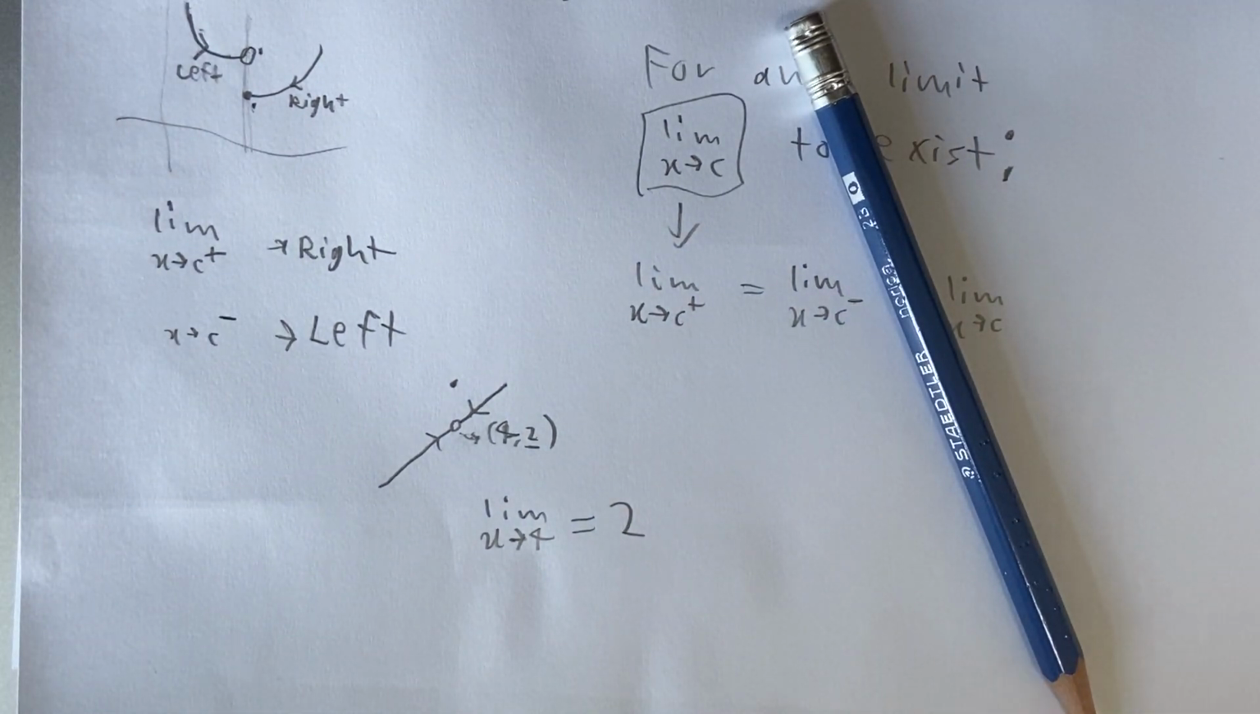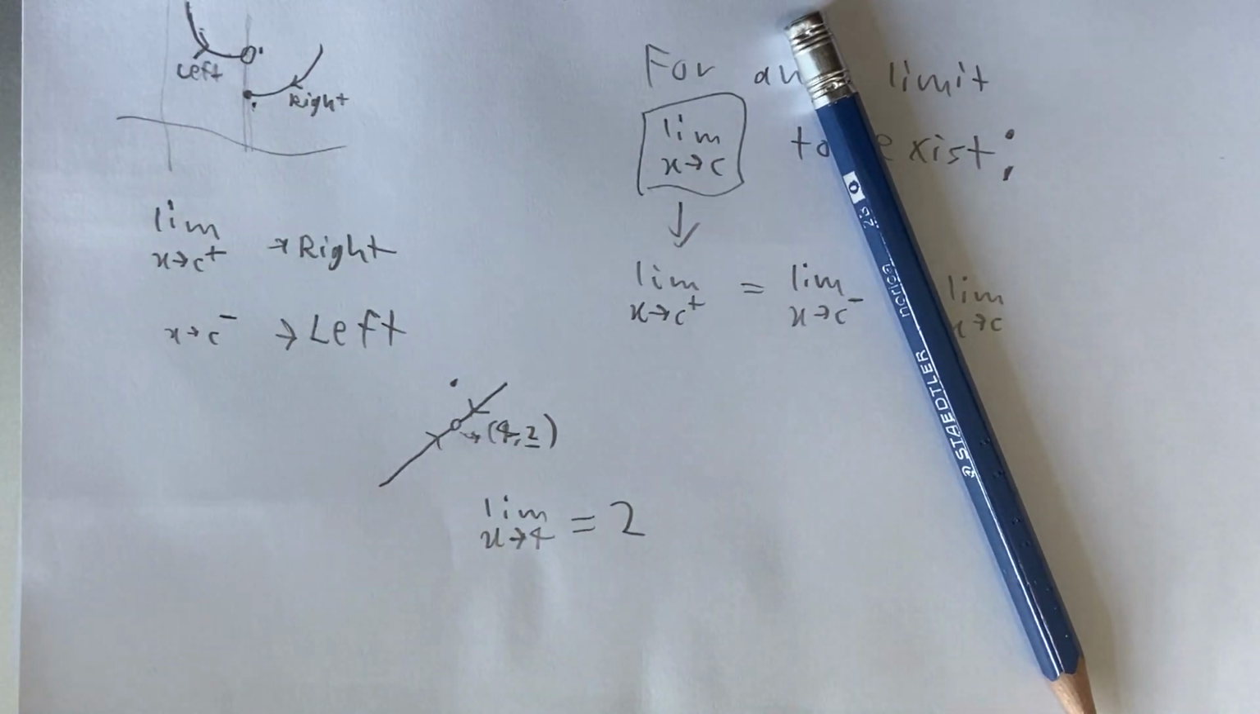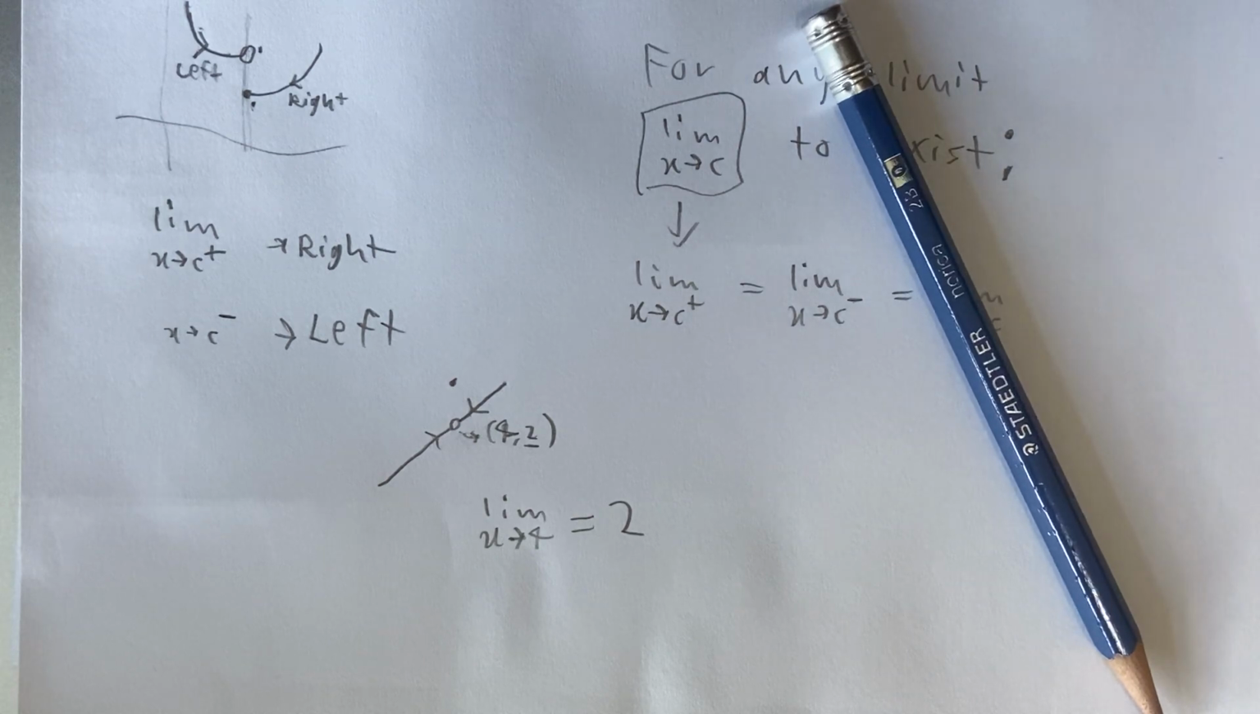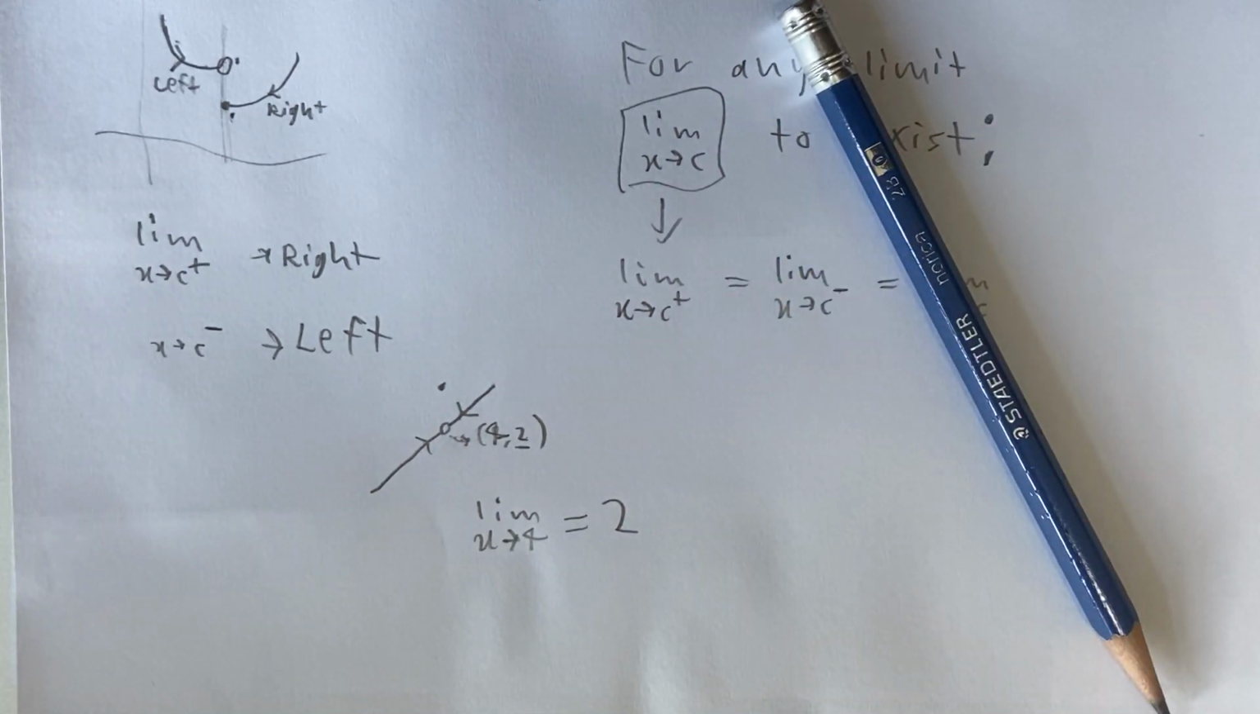I hope you understand left and right limits and how they are a factor in finding the actual limit at a point. Thank you.